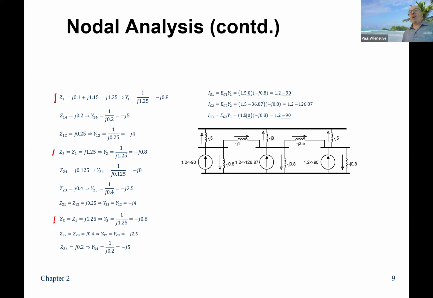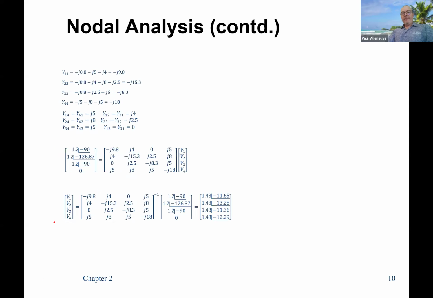I'm also going to invert and get Y12, Y14, Y23, Y24, and then Y34. So that's all those individual elements. And then I've got to calculate currents, right? Because I'm doing KCL or nodal analysis. So I do a Norton equivalent on all the generators. And my current sources now are IG1, IG2, IG3.